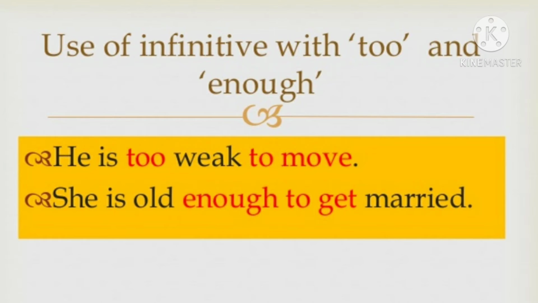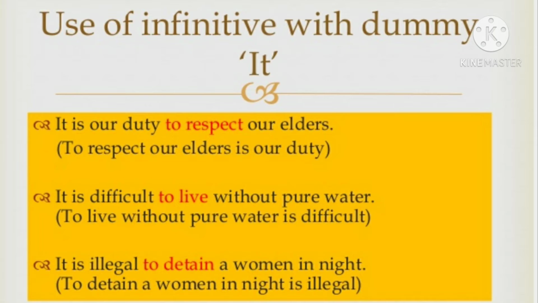The other use of the infinitive is with 'it'. It refers to the meaning of 'to'. Got my point? We are using 'it' as a dummy part, but it gives the meaning with 'to' only. How? See, it is our duty to respect our elders. Means, to respect our elders is our duty. So when you have to convert into an infinitive, it is preceded with 'to'. It is difficult to live without pure water. To live without pure water is difficult. It is illegal to detain a woman at night. To detain a woman at night is illegal. So here: to respect, to live, to detain.